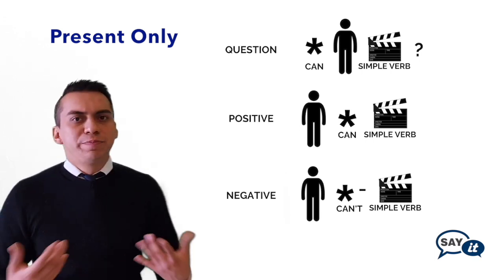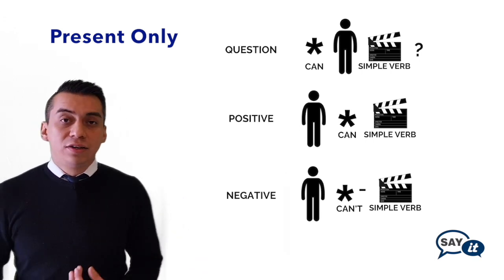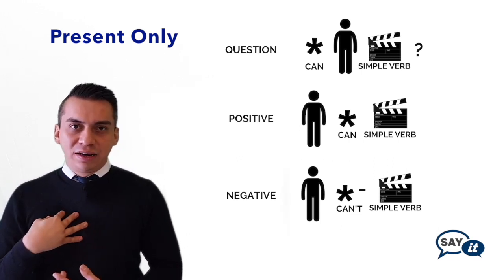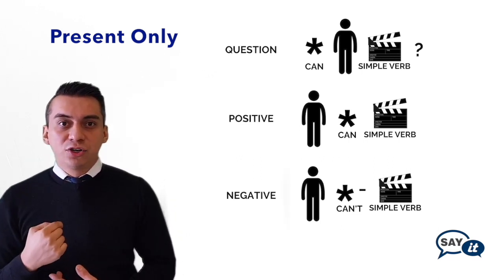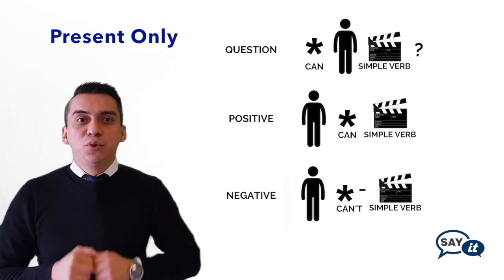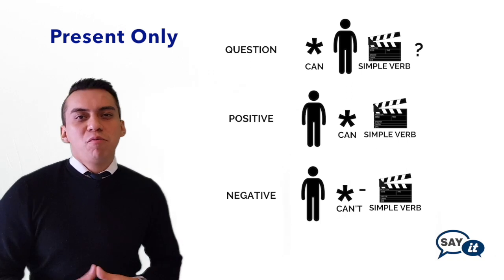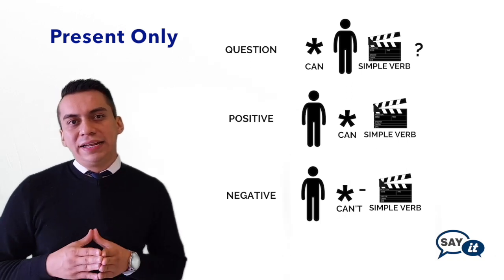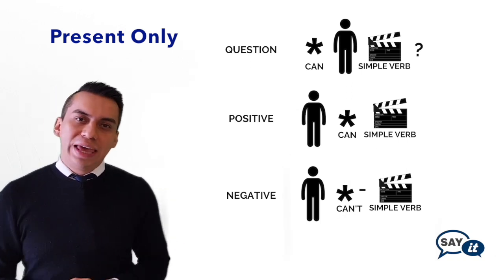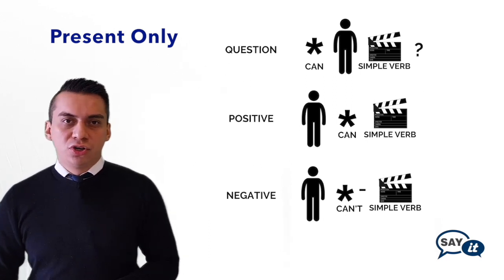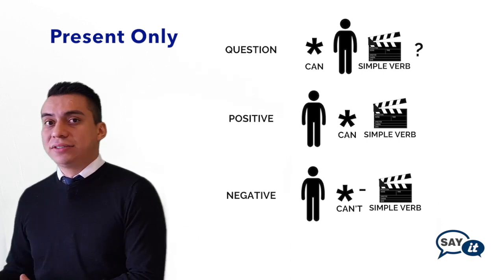So we say, I can speak English. My ability is present. You can see right now, you have the ability to see that I can speak English. And I can see you can understand because you're watching, right? The problem with can is that it does not receive any conjugation. It is exclusively for present usage. We cannot use the word can for past.